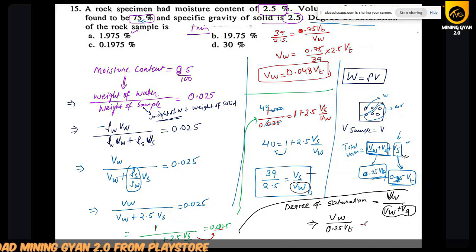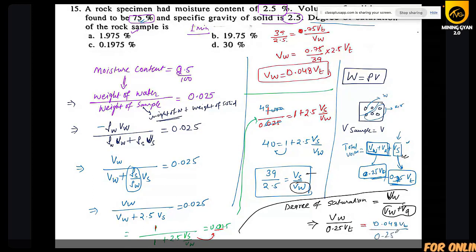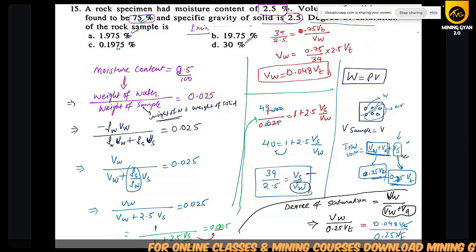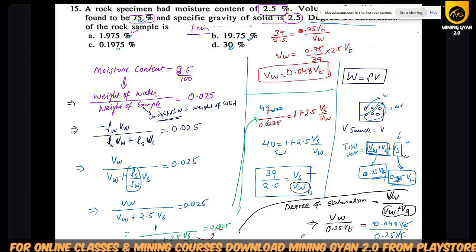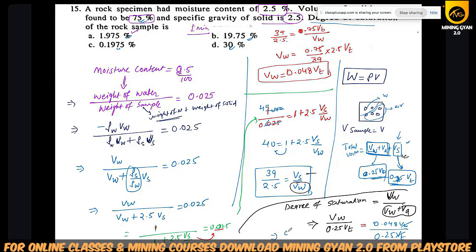Okay, and we will use here. So V water equal to 0.048 Vt divided by 0.25 Vt. Vt cancels with Vt. And in this question we can do approximation, because it is nearly 19 equal to 20, it is nearly 20. So I will consider this as 0.05 and it will be 0.25.